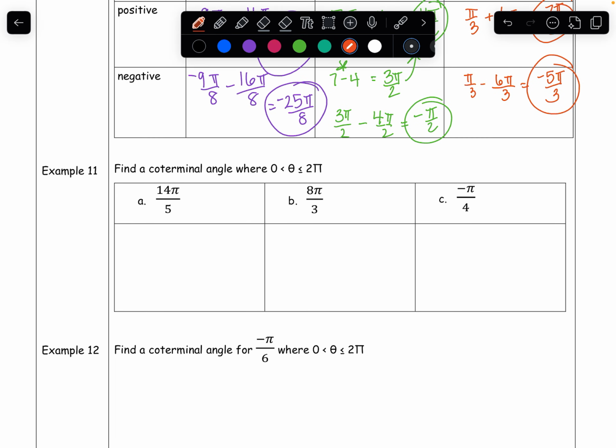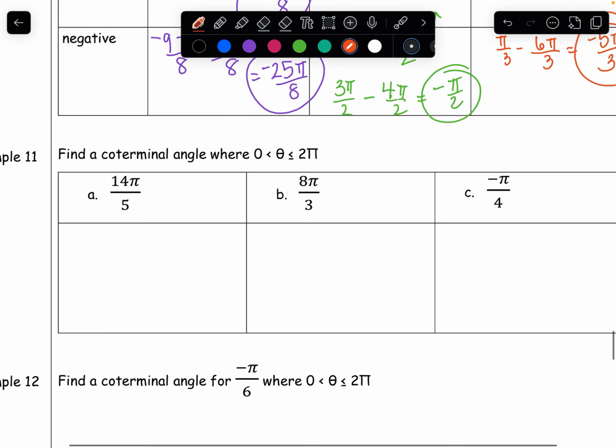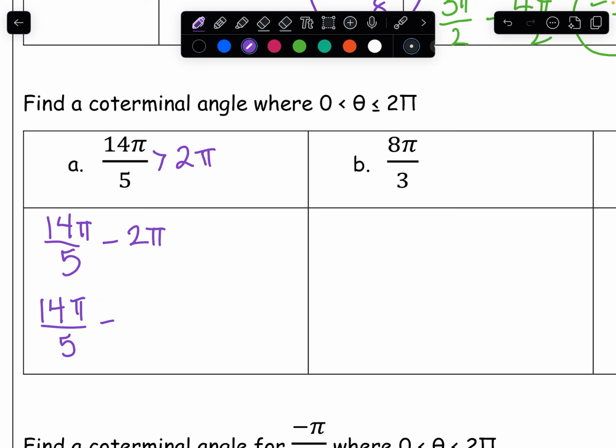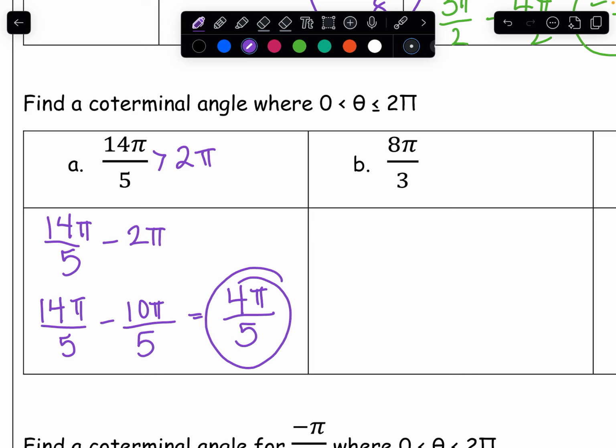Last example, because you're going to do example 12, and then we're going to go over it in class. We're going to find a coterminal angle that is between 0 and 2 pi. So this is greater than 2 pi, because I know it's greater than that, because 5 times 2 is 10. So that means I'm going to take 14 pi over 5, and I'm going to subtract 2 pi. The reason that this helps is figuring out if we need to add or subtract. So we get 14 pi over 5 minus 10 pi over 5, which is 4 pi over 5. This should always be less than 2 pi, which we already found.